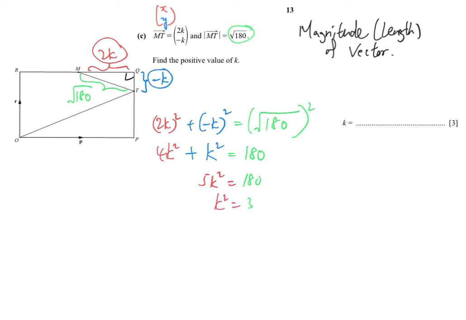So you get k squared equals how much? It's 36. And then you take the square root. So k can be positive 6 or k can be negative 6. But the question just asks for the positive value, so you reject the negative one. So the answer is just positive 6 here. The end.